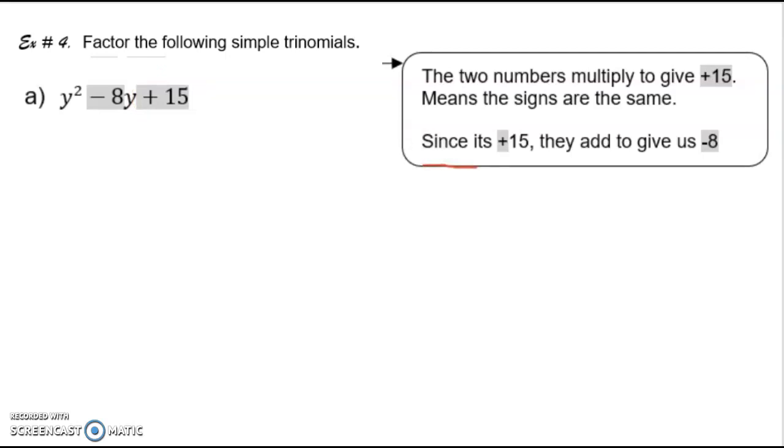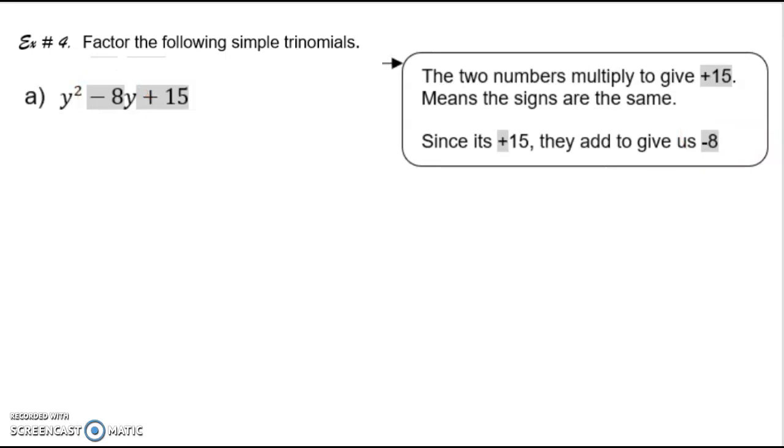Next part, since it's a positive 15, then they have to add up to give us negative 8, okay? So that means that they're both going to be negative. So we know they both have to be the same, and now we've just figured out that they both have to be negative because our middle term is a negative 8.